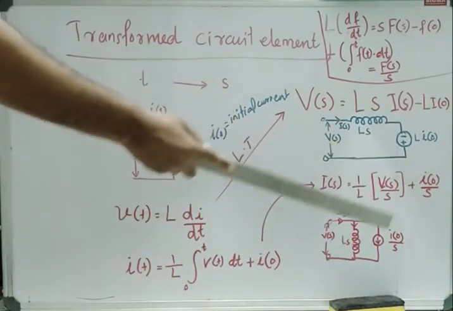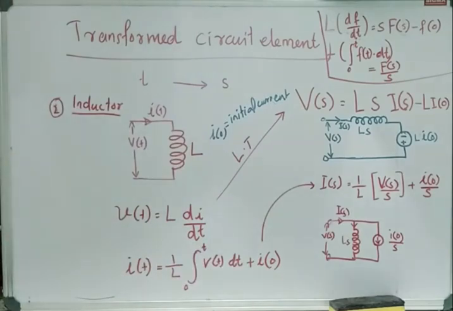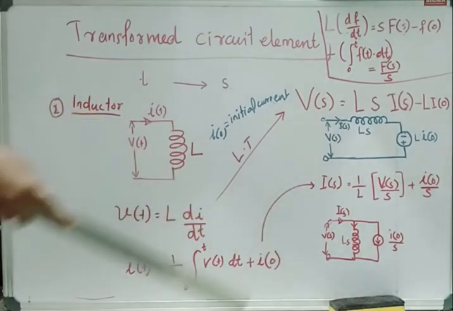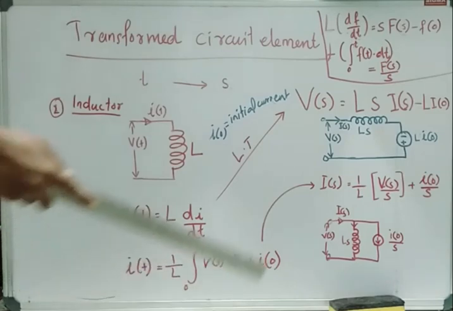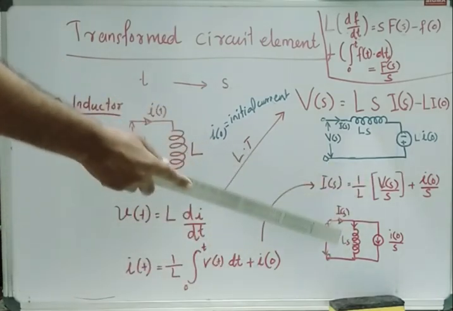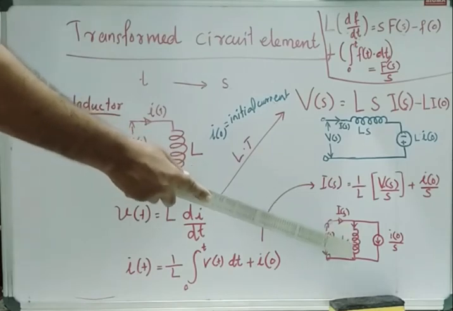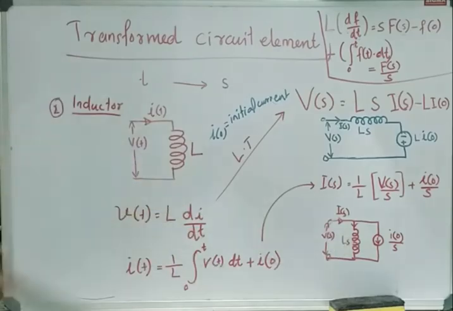Then the second part is I of 0 by s, where I of 0 is the initial value of current through the inductor. So corresponding to this inductor, if we are considering this equation, the equivalent circuit is this one. That is, when we are applying V of s, I of s is flowing. That I of s is divided into two parts. The first part is V of s by L of s. So this component should be Ls. And the second part is I of 0 by s.